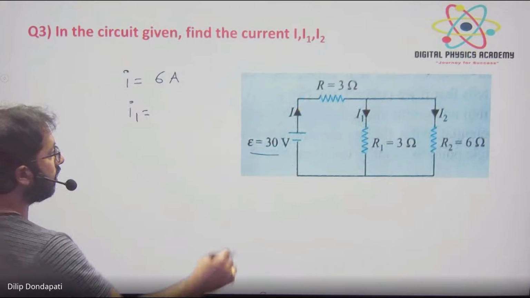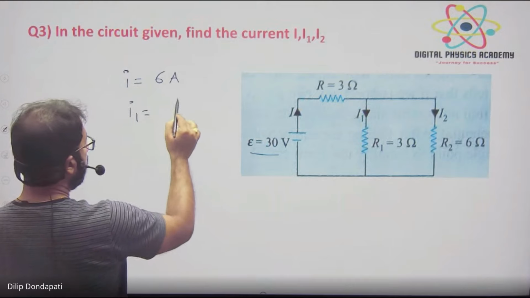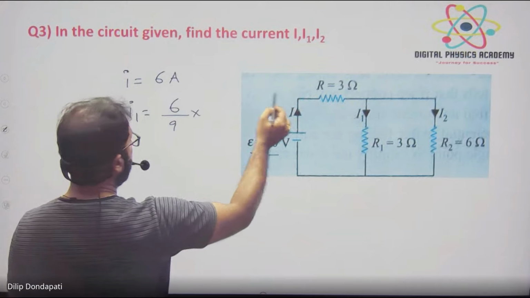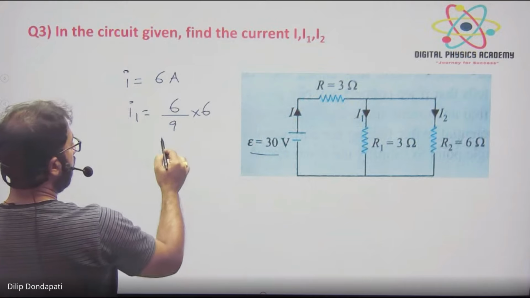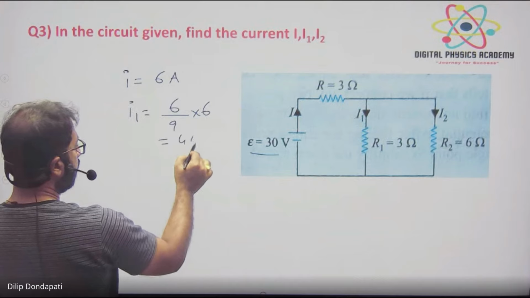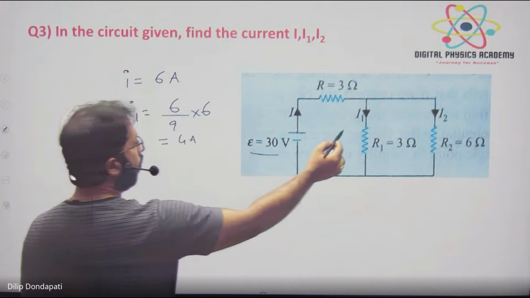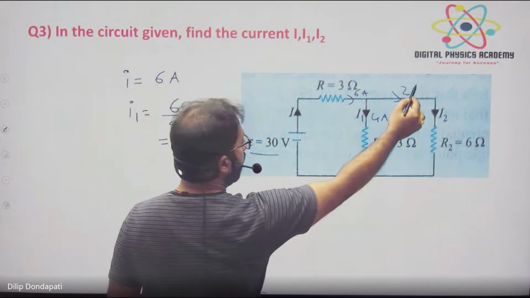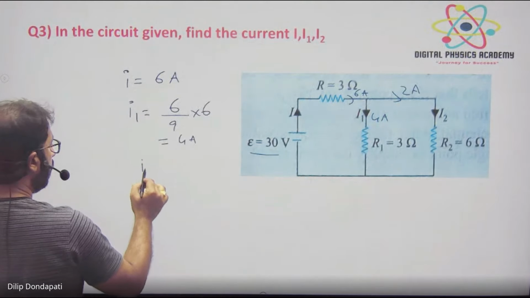ओके देखो, I1 चाहिए बोले तो R2, which is 6 plus 3 is 9, times total current. Total current तो मालूम है, 6. So that is 6 by 9 times 6, which is 4 amperes. Without calculating also, 4 ampere इसमें, ये 6 ampere है. Definitely ये वाला कितना जाएगा? 2 ampere जाएगा, right? So I2 is 2 ampere.